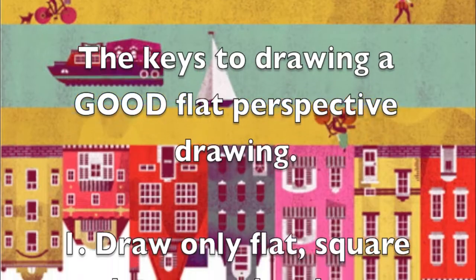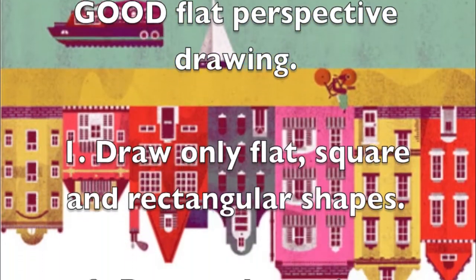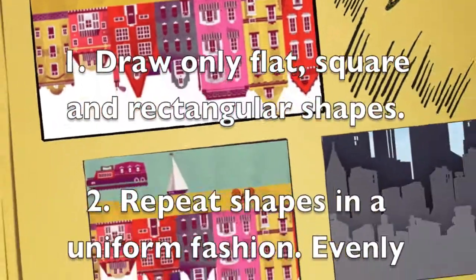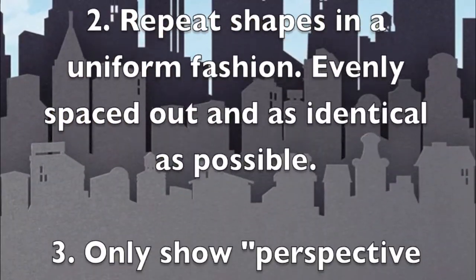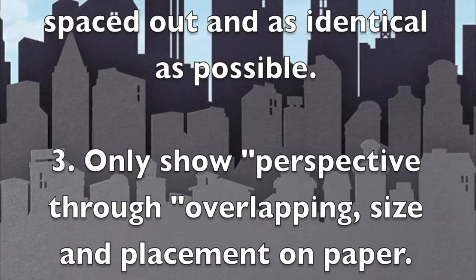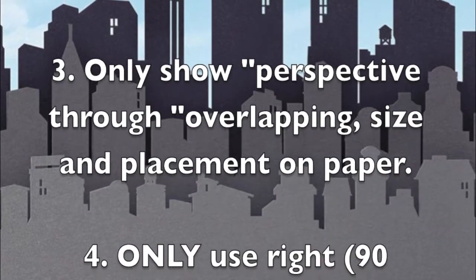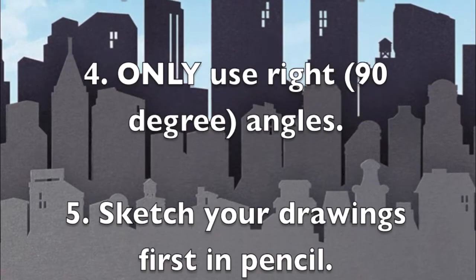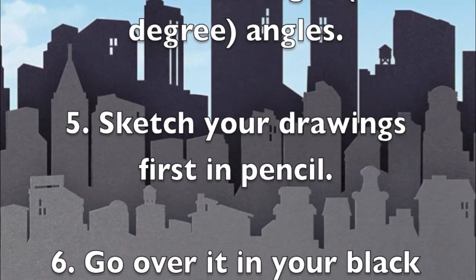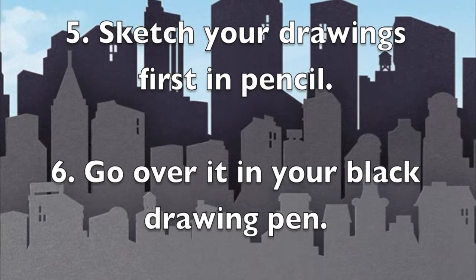These are your keys to drawing a good flat perspective drawing. Number 1, draw only flat, square, and rectangular shapes. Number 2, repeat your shapes in a uniform fashion, evenly spaced out and as identical as you can possibly make them. Number 3, only show perspective through overlapping size and placement on paper. Number 4, only use right 90-degree angles. Number 5, sketch your drawings first in pencil. Number 6, go over it in your black drawing pen.